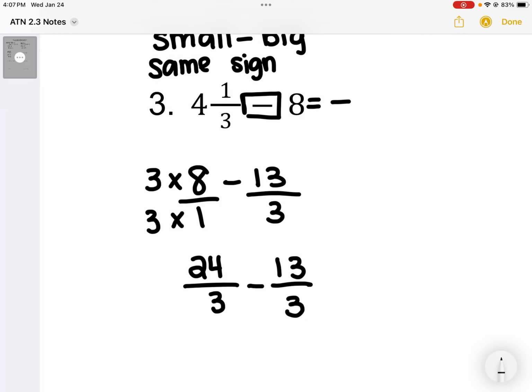Now I have 24 minus 13, which gives me 11, and my denominator stays the same. Add this up to my negative I have already placed in my answer, and my answer is negative 11 over 3. If I would like to turn this back into a mixed number, I know 2 whole groups of 3 can fit into 11, with 2 left over.